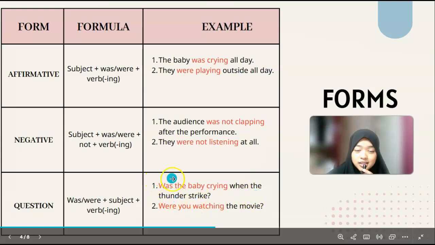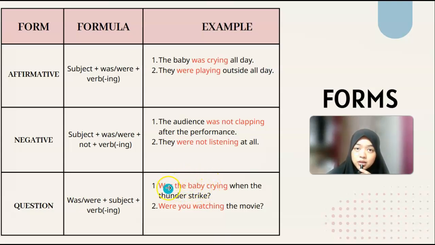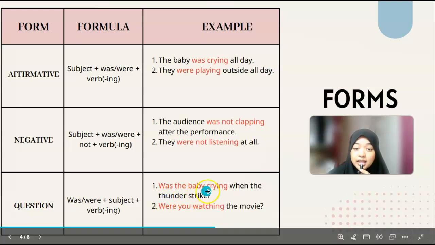Okay, so "was" is the verb to be, the baby, because the baby is a singular noun, hence why we use the verb to be "was". So, was the baby crying, the action verb plus -ing, when the thunder strike? Was the baby crying when the thunder strike? Okay, so that is the question form, or the question structure, of past continuous tense. Okay, let's look at the second example.